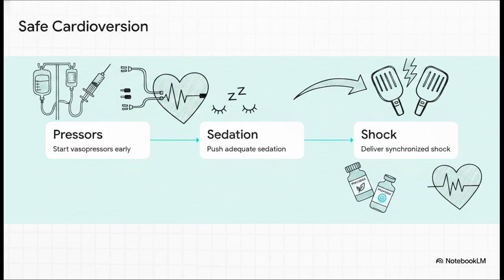So here is the exact order of operations to safely cardiovert without causing further adrenergic harm to your patient. Step 1. Start your vasopressors early. Have them hanging and running before you push the sedative. Step 2. Push adequate sedation. Precedex is great here because it actually has a helpful side effect of bradycardia, but propofol works too. Step 3. Deliver a synchronized shock, starting right at 200 joules. Prepare the pathway, push the sedation, then deliver the electricity.